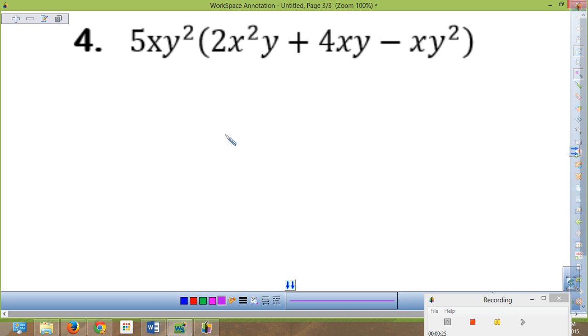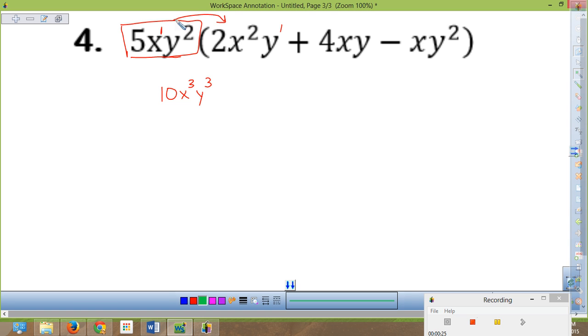Question number 4 is exactly like question number 1 and number 2. It just has an additional letter in there, or variable. But just like we did before, you'll take this monomial and multiply it to the trinomial that's inside. So we'll take this 5xy squared and multiply it. 5 times 2 is 10. We have 1x here, plus 2 x's there, so that makes 3 x's. We have 2 y's here and 1 y there, so you have 3 y's.